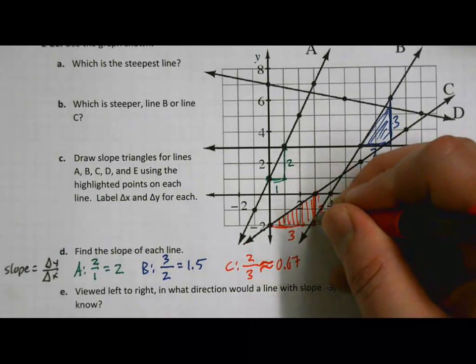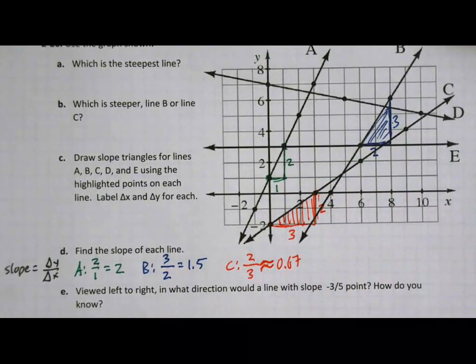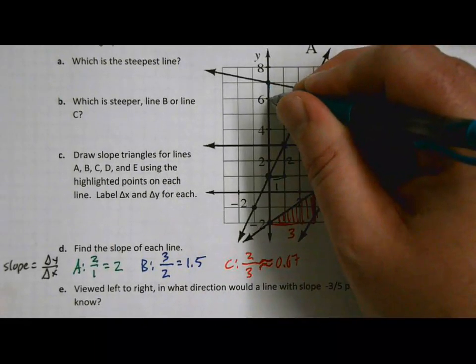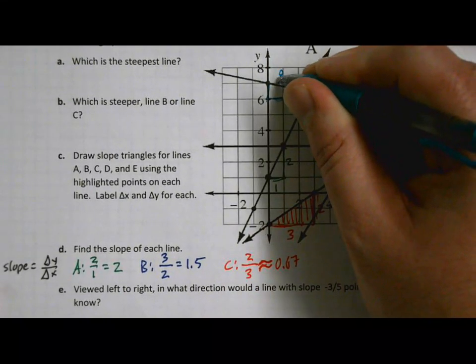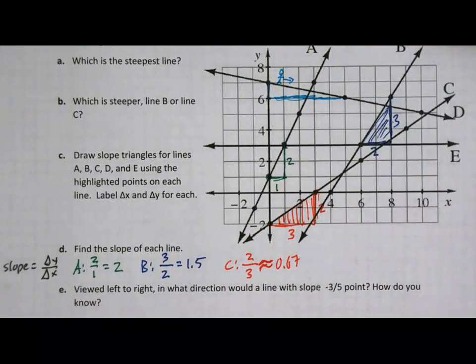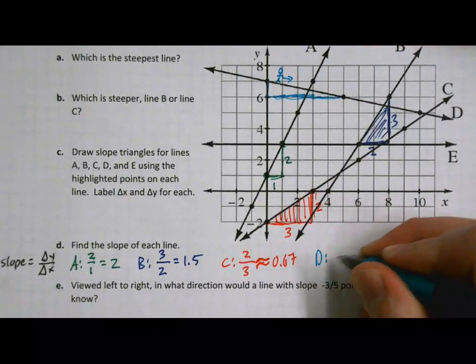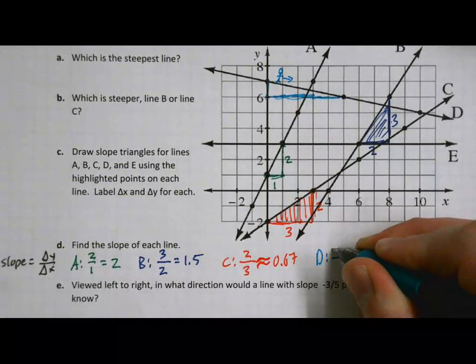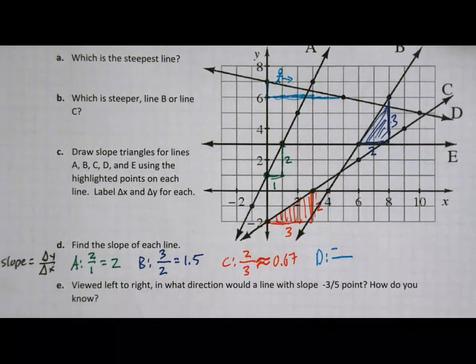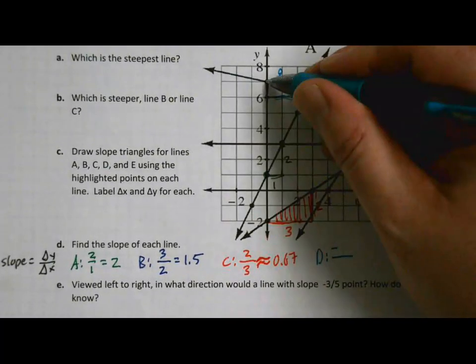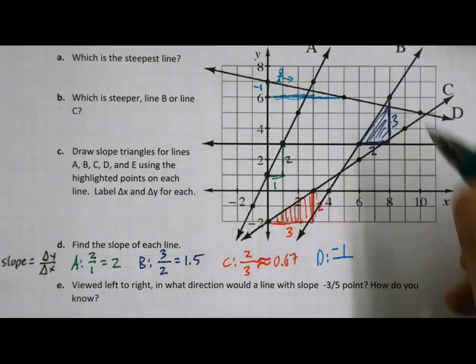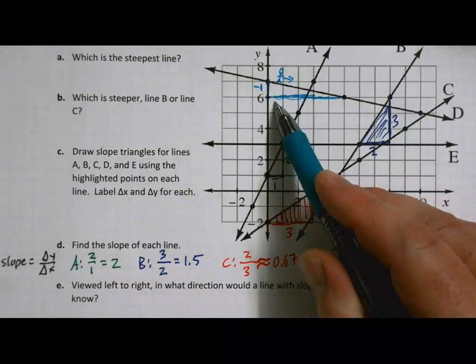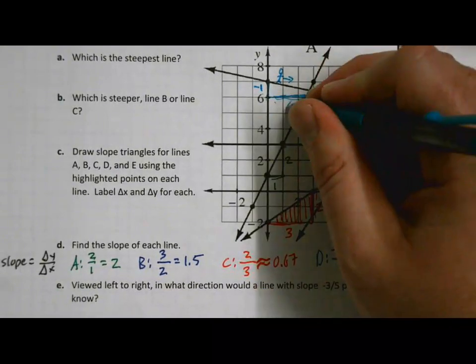All right, there's that triangle. Next, they want us to do D. Now what I noticed about D is when I look at my slope triangle, this one's going downhill. As I walk from left to right, I'm going downhill this time. So when I do my D slope, I'm going to have a negative change in y. I'm actually going down by 1, so negative 1. And then my change in x, I'll count here, 1, 2, 3, 4, 5. Negative 1 over 5.